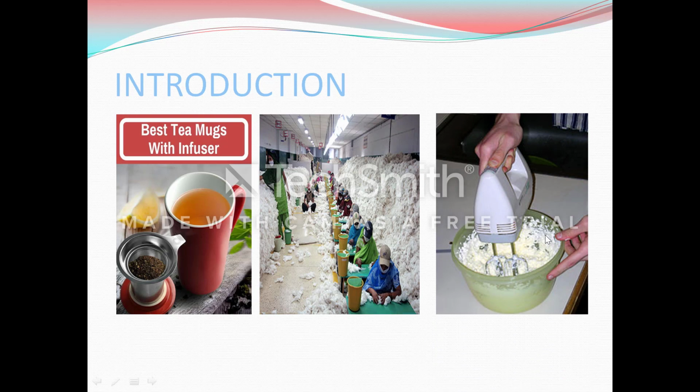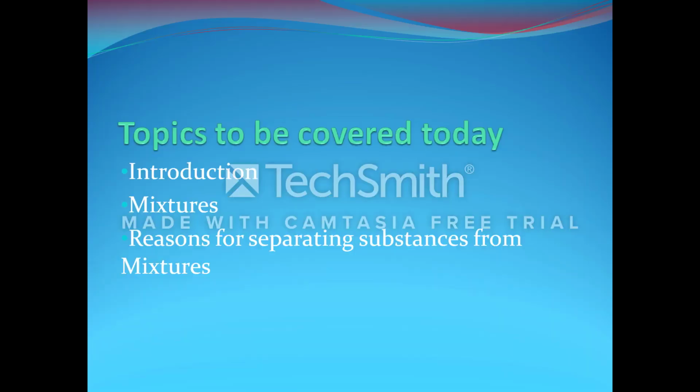In the third image, what is this? This is churning. Churning means stirring milk or curd continuously, and with this we can separate butter from the curd. And here again, what are we doing? We are doing a process called separating. Here what are we separating? We are separating butter from the buttermilk. Now, the topics that we'll be covering today are mixtures and reasons for separating substances from a mixture.